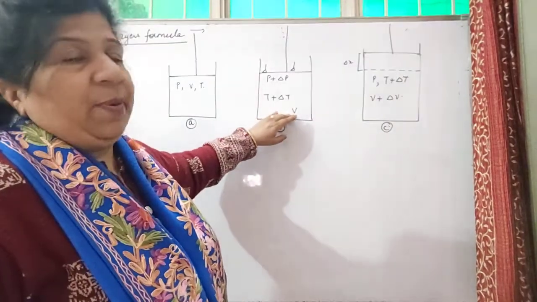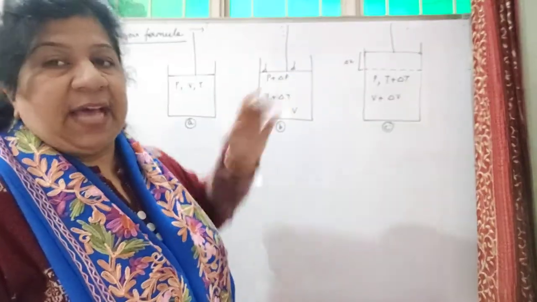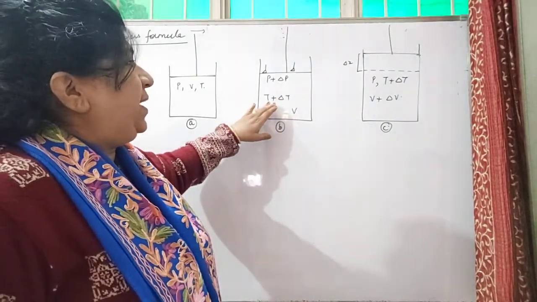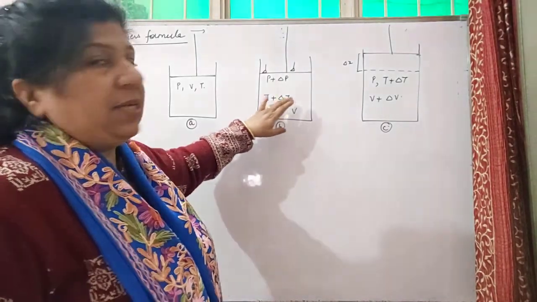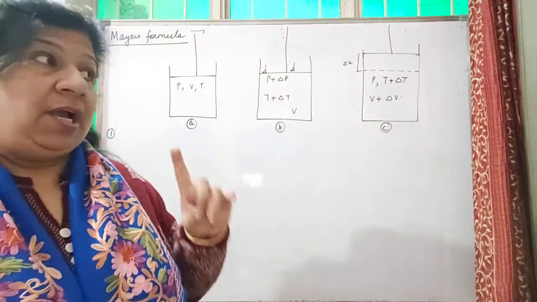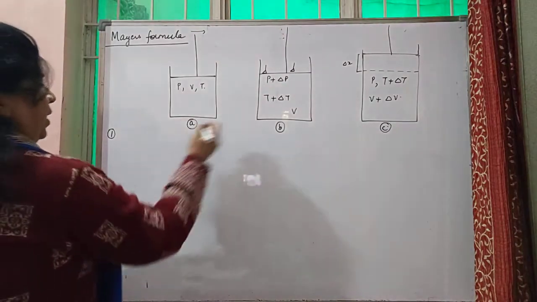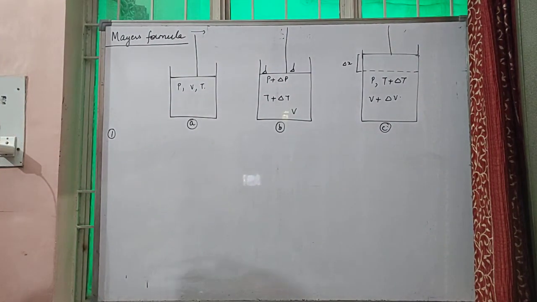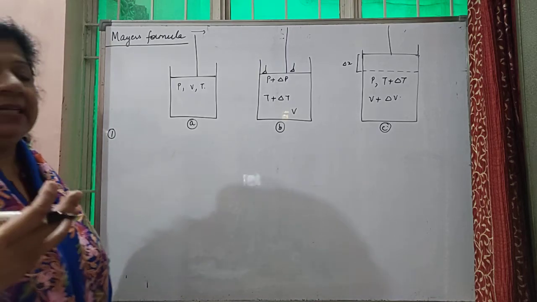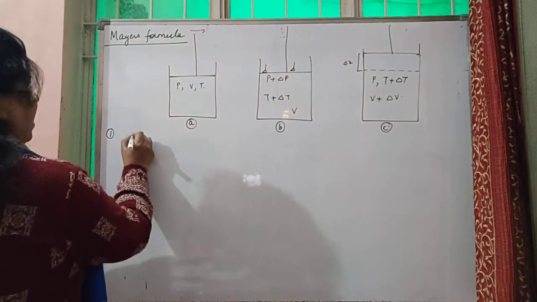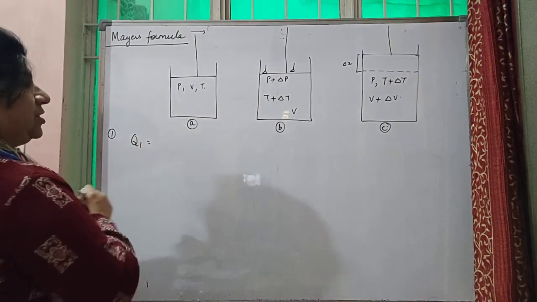Hence, when the volume has to be constant, we are putting up some weights so that the frictionless piston does not rise. So what is happening is that the temperature rises to T plus delta T, with volume being constant. So here in process B, what kind of process is this? The volume is not being increased. That is the specific heat at constant volume. This will be given as Q1.